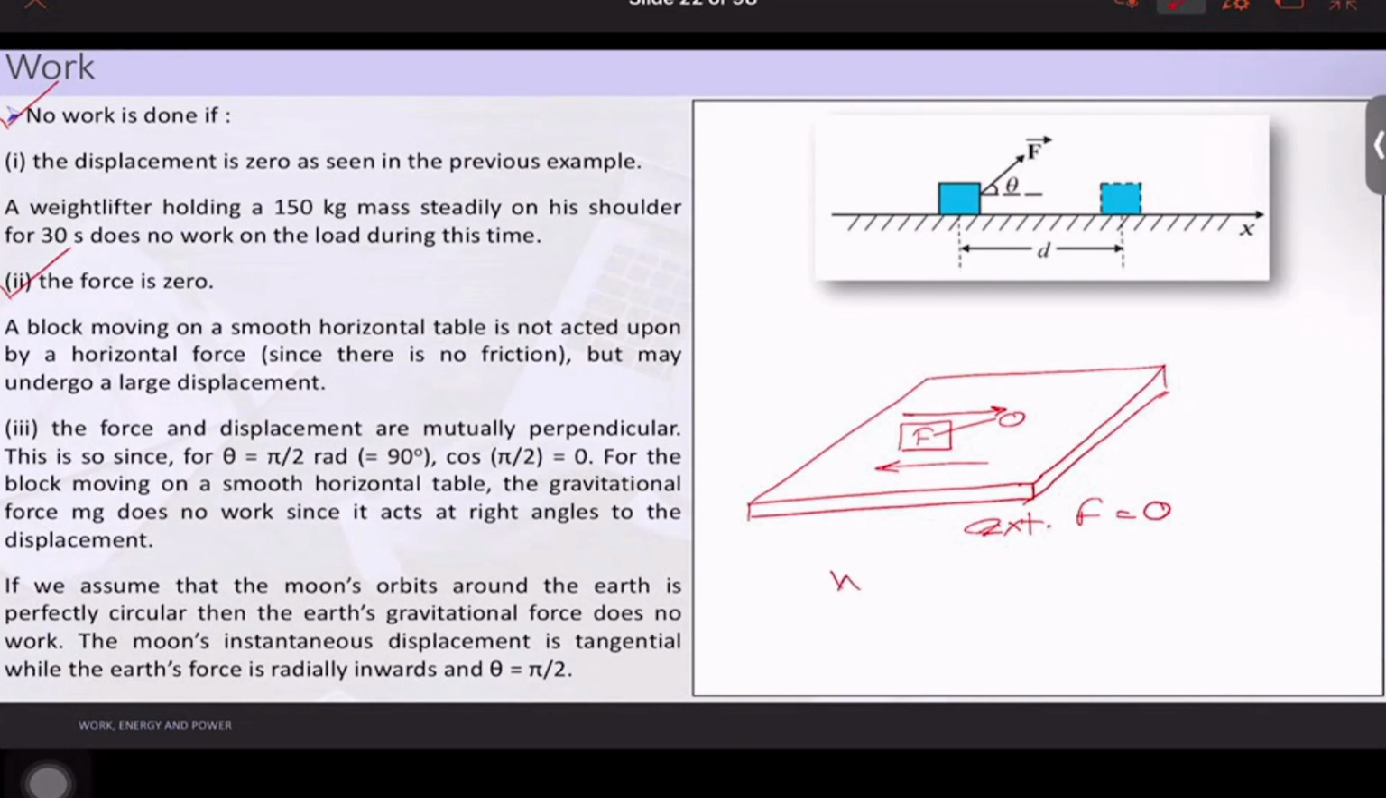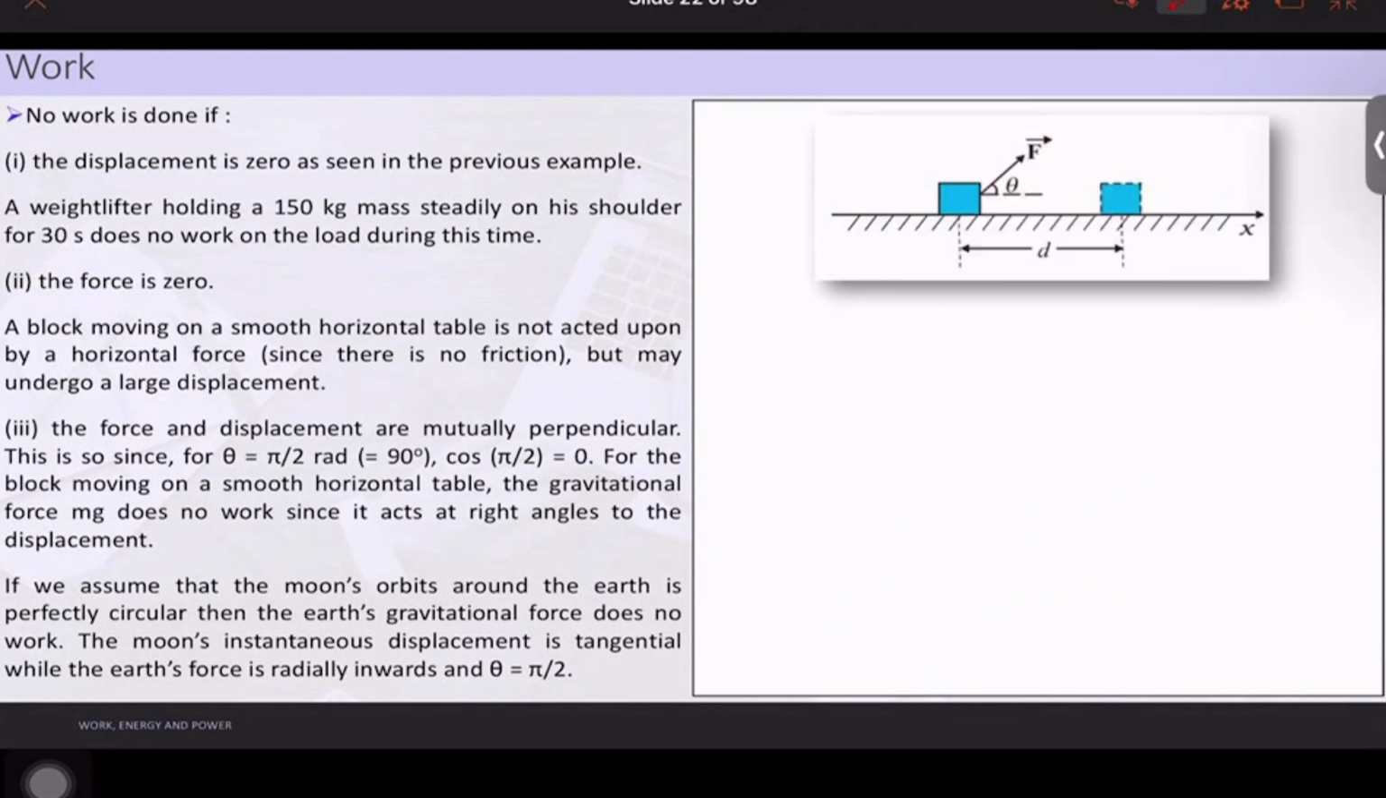So again, what we can say is that work is nothing but equal to F cos theta into D. But D may be very, very large. The theta may also have some values, but as the value of F is equal to 0, therefore the work done is equal to 0. Okay, hope it is clear to you.